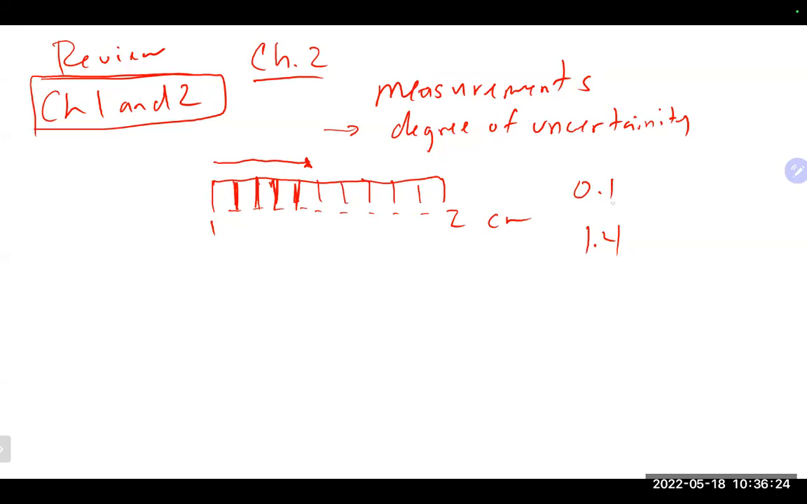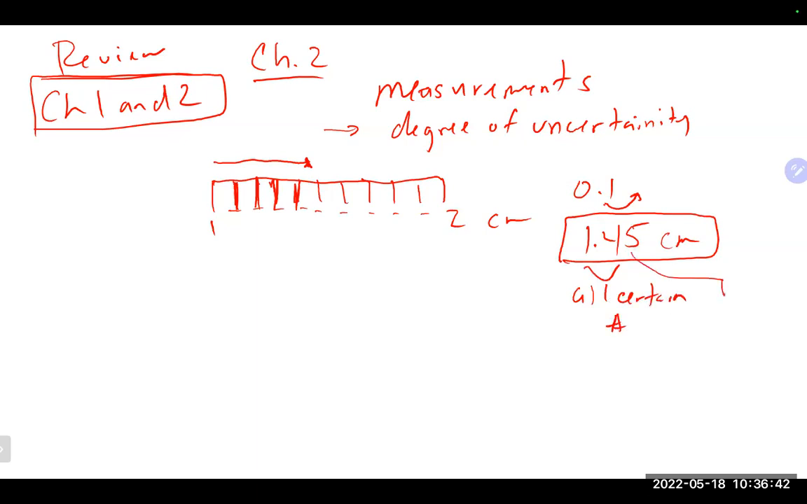And typically we could go one more place to the right of the smallest marking. In this case, maybe we call it a 5. This would be a proper measurement where we record all the certain numbers plus that first uncertain number. If you remember, this is really what makes up significant figures: that type of measurement where you record all those digits.